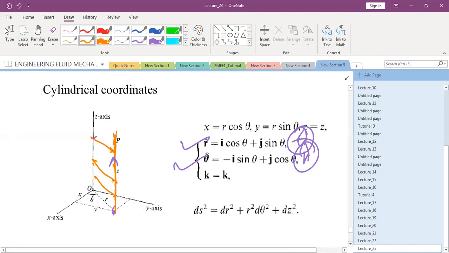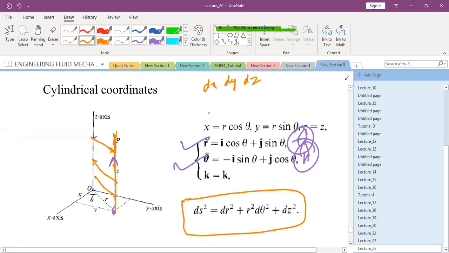Likewise, k cap cannot have any contribution in the theta direction because r and theta are in a single plane and k is perpendicular to that plane. Is that clear? And likewise, I have written down the final result. In Cartesian coordinates, you have dx, dy, dz. What about cylindrical coordinates? dr, r d theta, and dz. These are the components in the three directions.